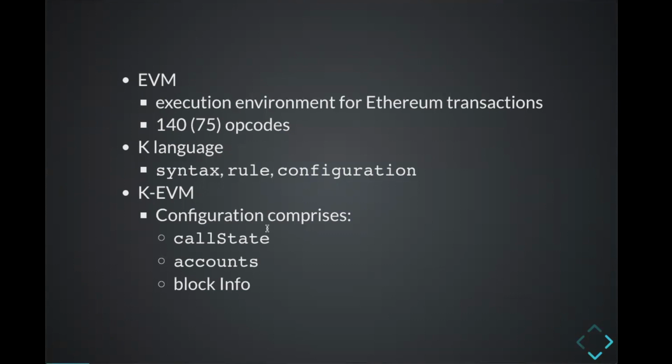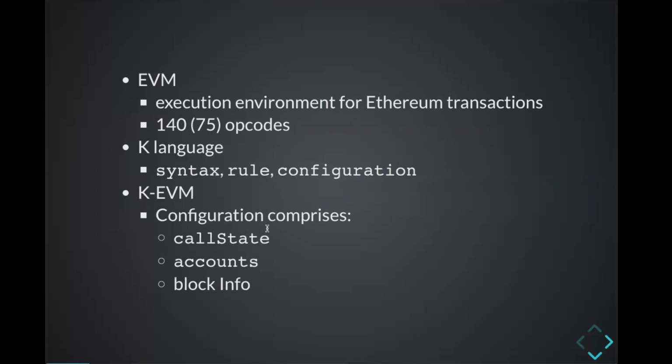We also discussed the K language, which is used to define programming languages and virtual machines in a rigorous executable manner. To define a language in K, you define its syntax using the keyword syntax, its semantics in terms of rewrite rules using the keyword rule, as well as its configuration using the keyword configuration. Finally, we put those two things together and we got KEVM. KEVM is the Ethereum virtual machine defined in K.